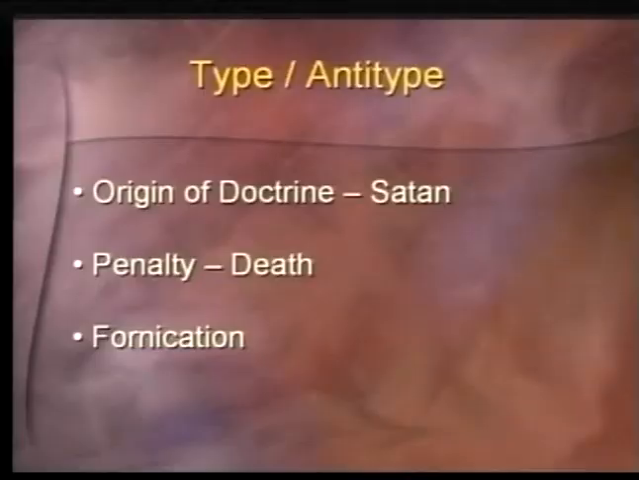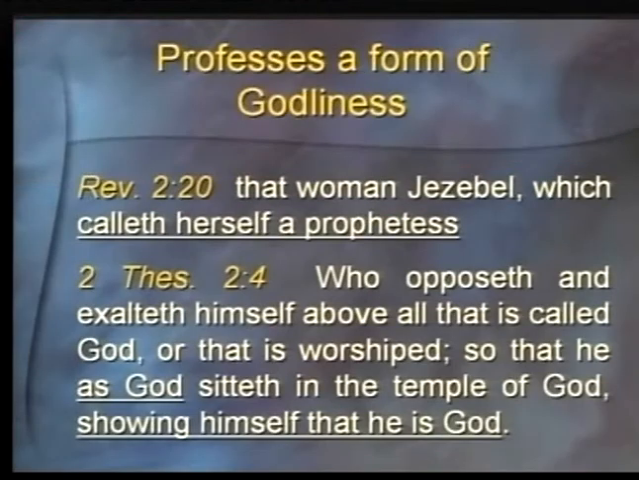And if you go through those verses that I've got down there on the screen, you will clearly see the connection between them. So not only does the doctrine originate from Satan, not only is there a death penalty involved, but there's also fornication in both of these passages. Let's continue, and we read that they profess a form of godliness.